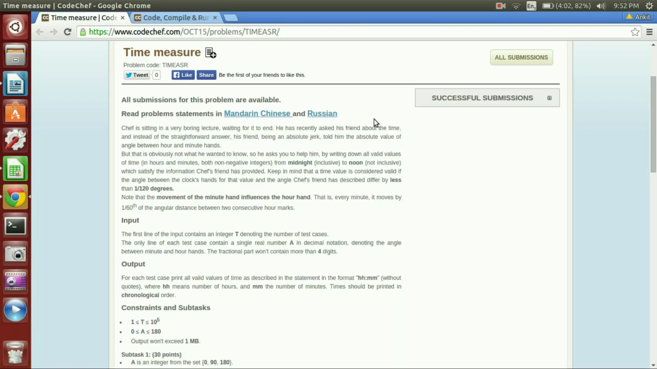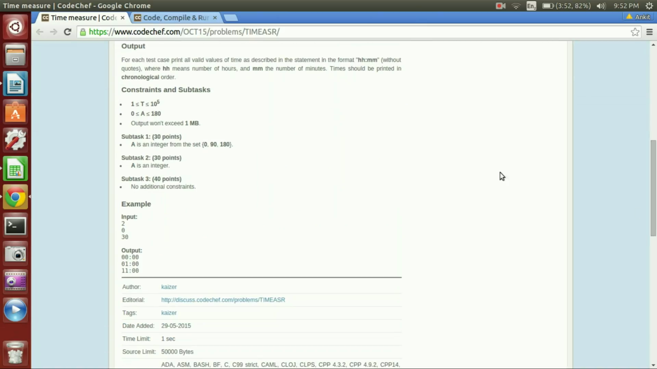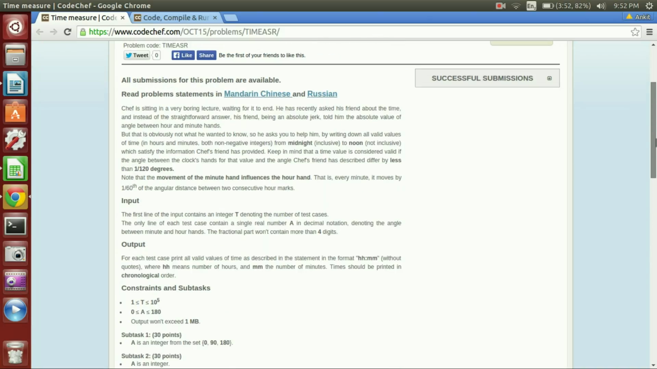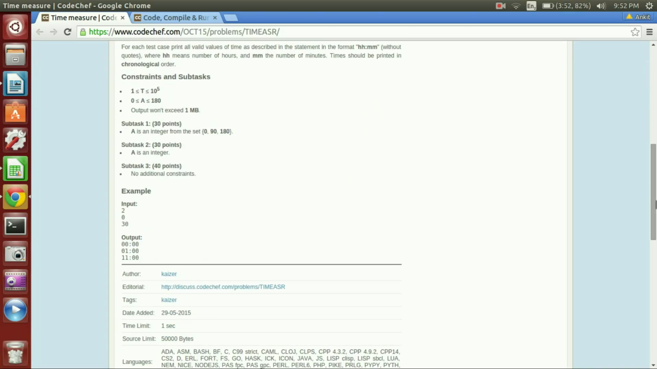Hello everyone. Today we will discuss the Time Measure problem of the October 2015 Long Challenge. In this problem we were given a number and we were supposed to find all the times from midnight to noon in which the angle between the hour hand and minute hand is equal to the given number. So for this example, 30, we are supposed to find all the times from midnight to noon in which the angle between hour hand and minute hand is equal to 30.